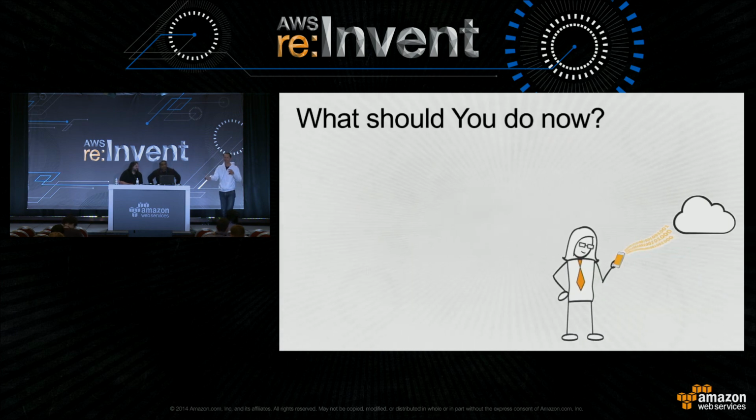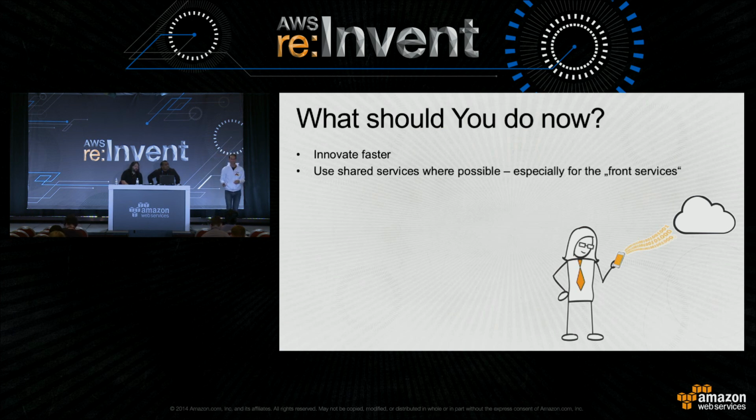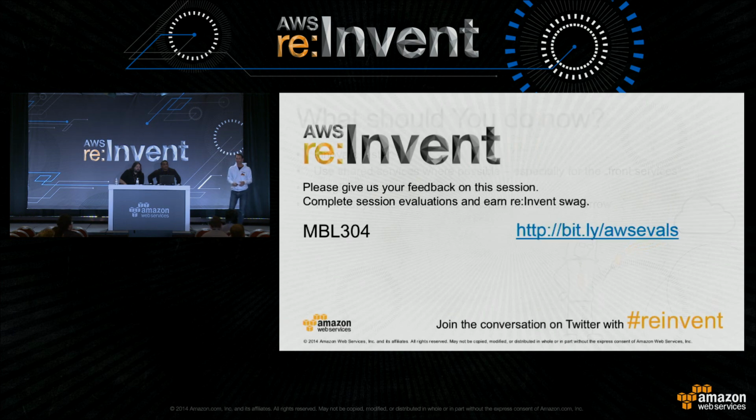Okay, just to wrap it up. So what should you do now? You should innovate faster, and you probably should know how to do this. Use shared services as much as possible, especially for the front-end parts of your application. And as you have seen, go global to reduce the latency. And try it out yourself. We have a mobile workshop tomorrow. So if you want, join there and see how this really works on the client and on the server side. So with that, thank you, and have a good night.